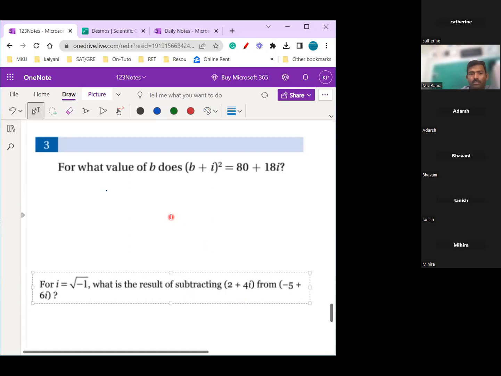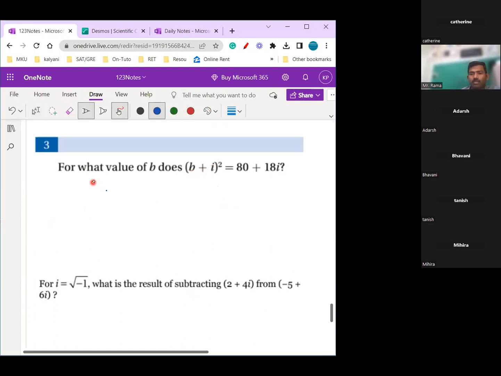Okay, all right, so eyes on the screen. Number 3, now let's look at number 3. Obviously, you're going to square, which means multiply it. So if you remember the (a plus b) whole squared formula, you can apply that one, which is going to be a squared plus b squared plus 2ab, so 2bi should be 80 plus 18i. But i squared is negative 1. So this is going to be b squared minus 1 plus 2bi equals 80 plus 18i.